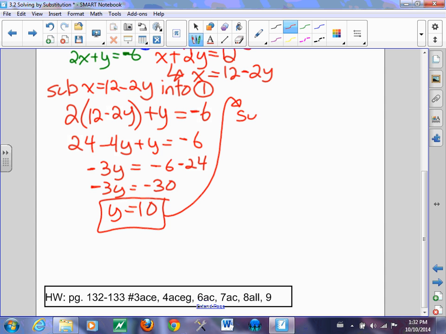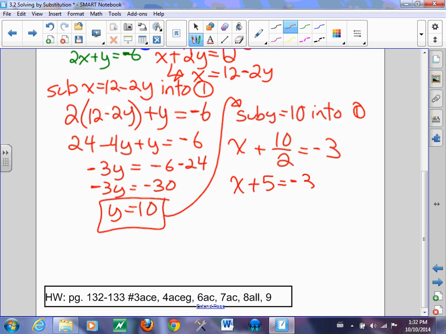Okay, next step, sub y equals 10 into, what's the easiest equation? We got to go back to the fraction one because we got to sub it right into the original. And I'm going to sub it into 1. Okay, so it's going to be x plus y over 2, which is going to be 10 over 2 equals negative 3. 10 over 2 is 5. Get that 5 over on the other side. So x equals negative 8.